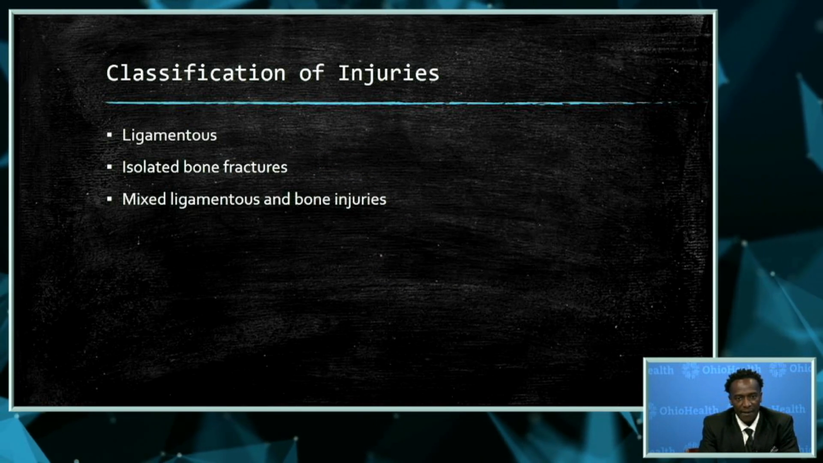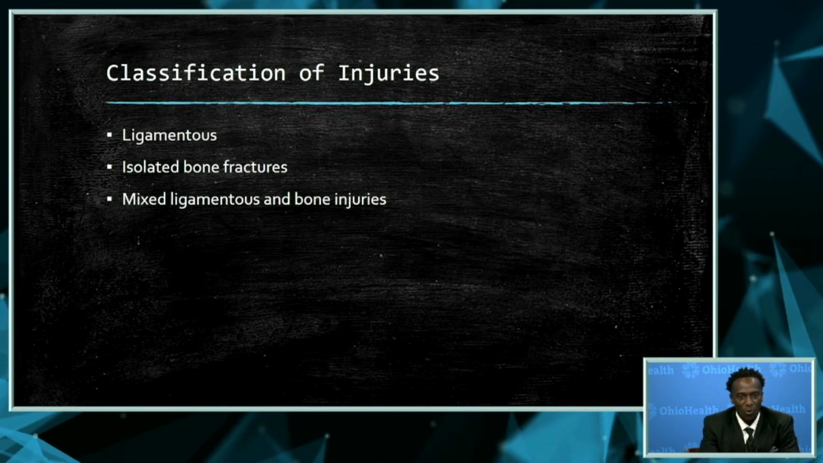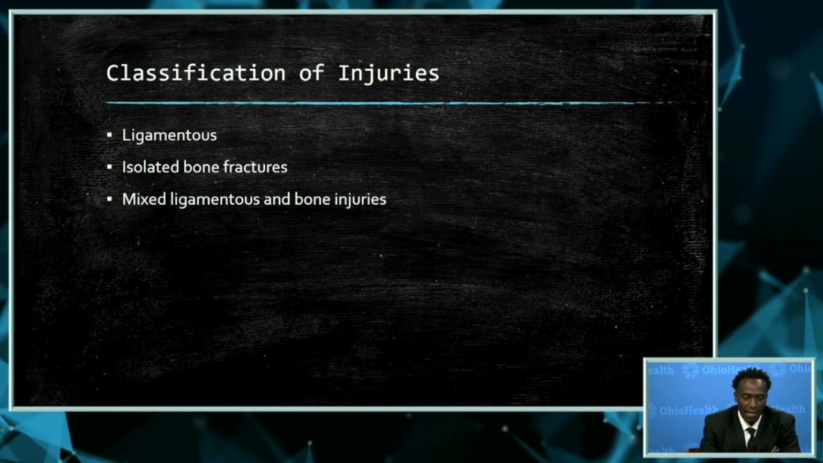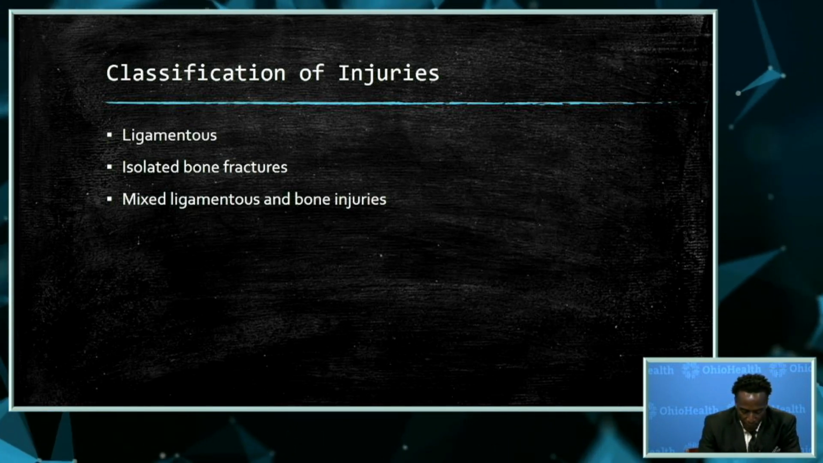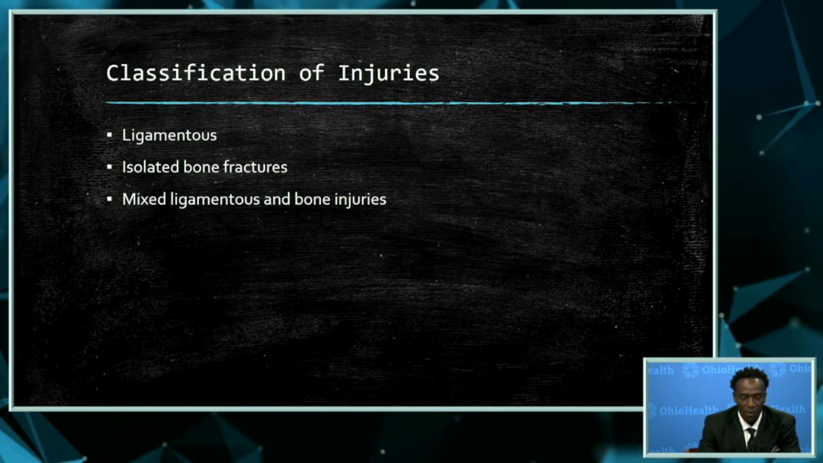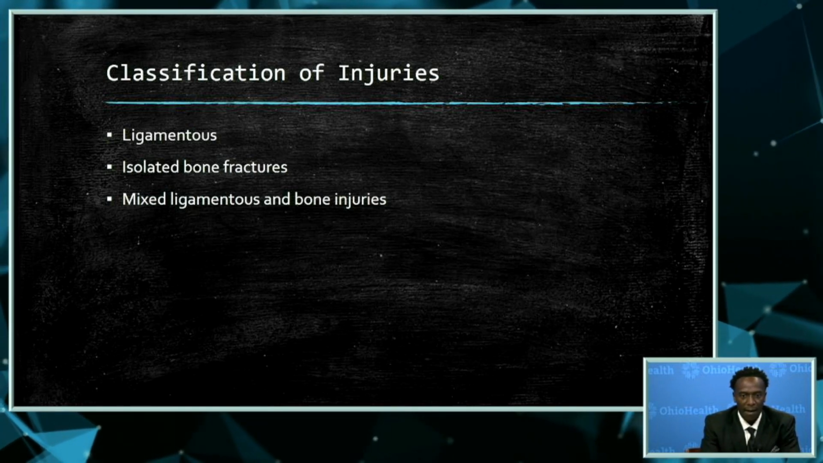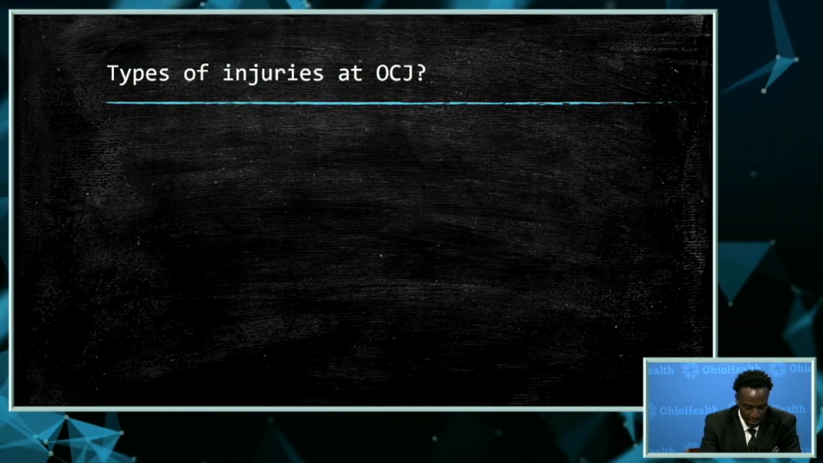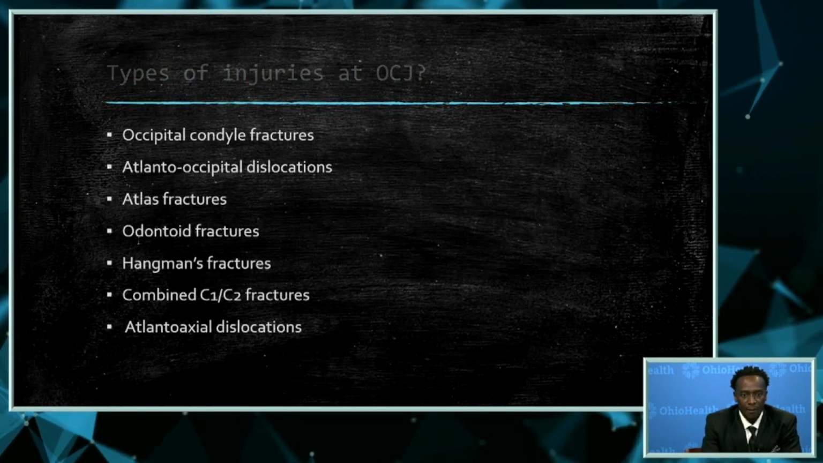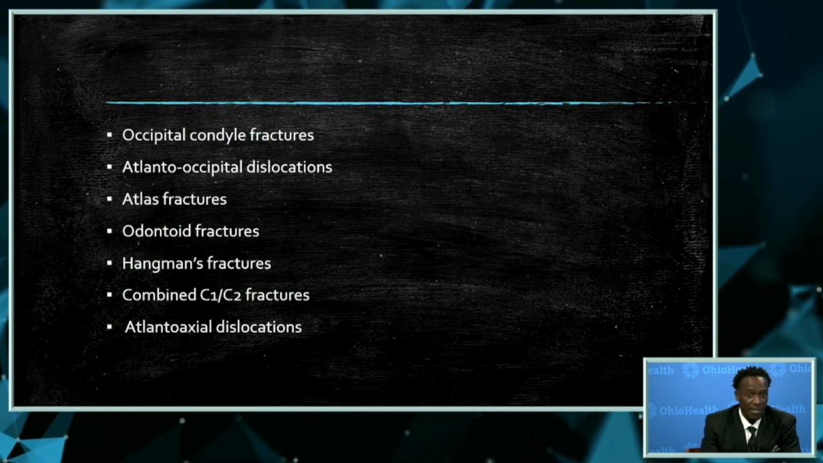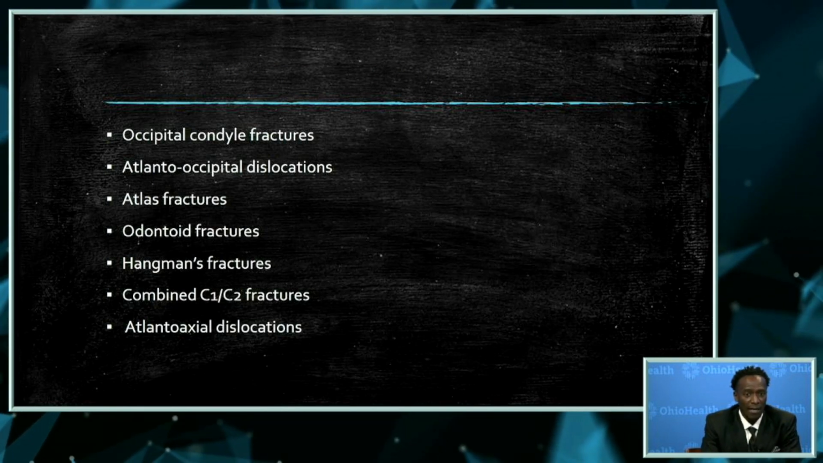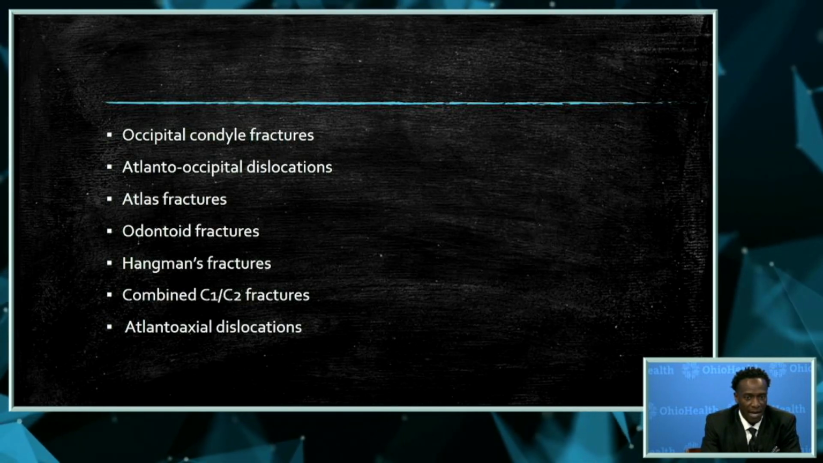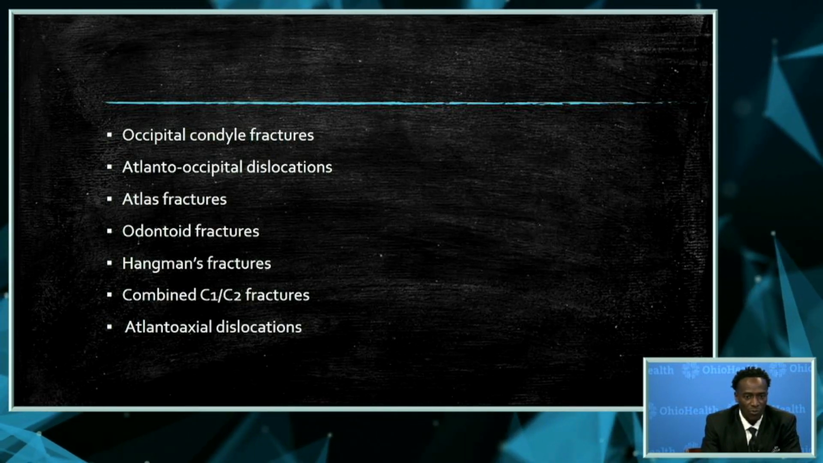Classification of injuries in this area, there's going to be ligamentous, there's going to be isolated bone fractures, and then mixed ligamentous and bone injuries. Now, I'm going to go pretty fast just to make up for some of the time here. So I'm going to skip several slides. So we will be going rather fast through these slides. There are different types of injuries that we're going to discuss. We're going to talk about occipital condyle fractures, atlanto-occipital dislocations, atlas fractures, odontoid fractures, hangman's fractures, combined C1, C2 fractures.